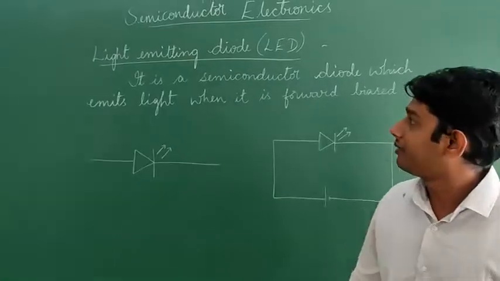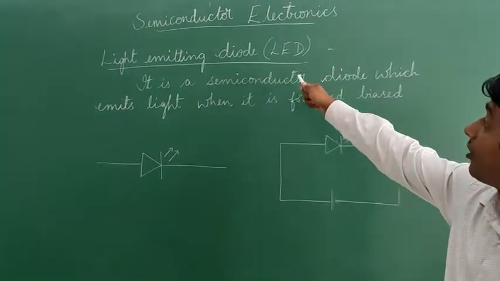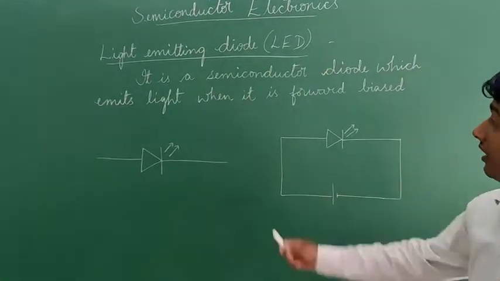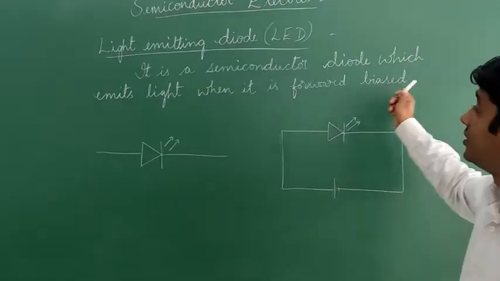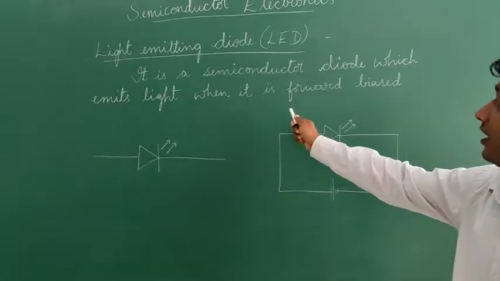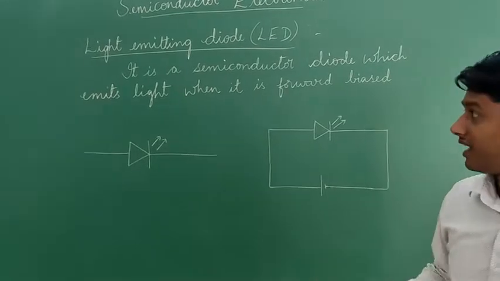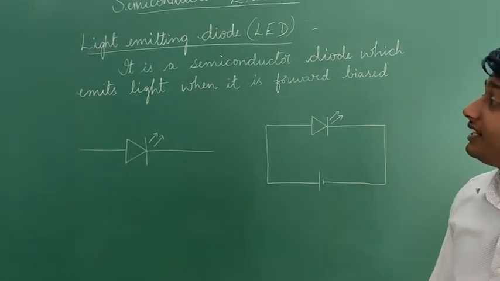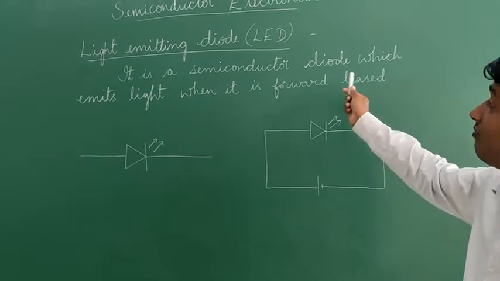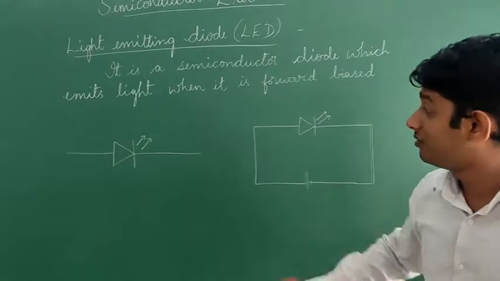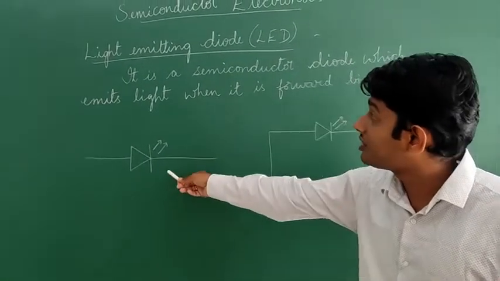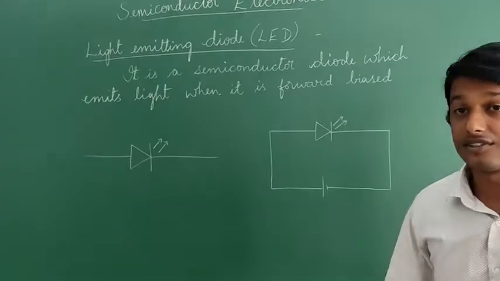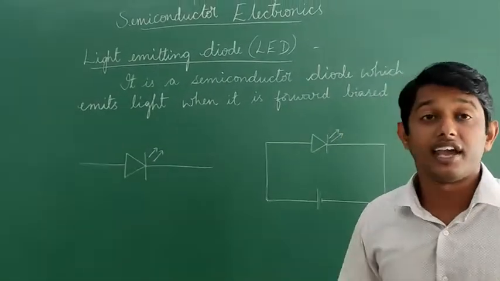The next topic is the light emitting diode, which is called LED. It is a semiconductor diode which emits light when it is forward biased. So, this is the representation of LED here.